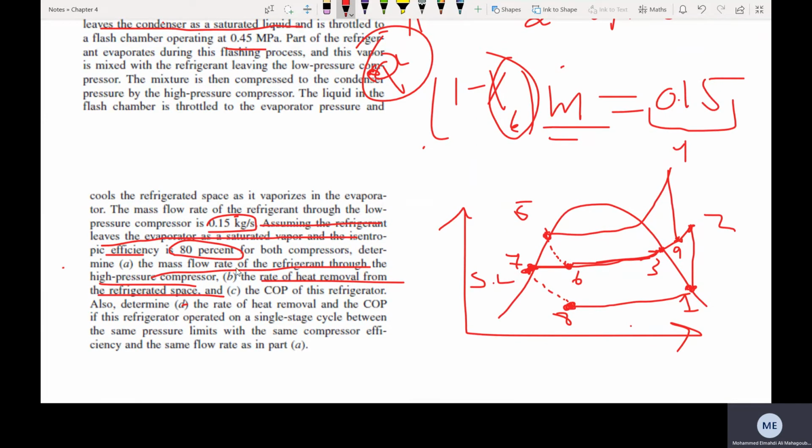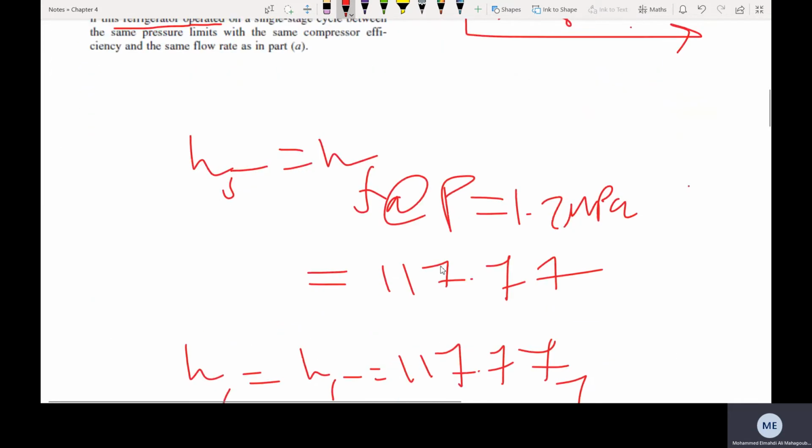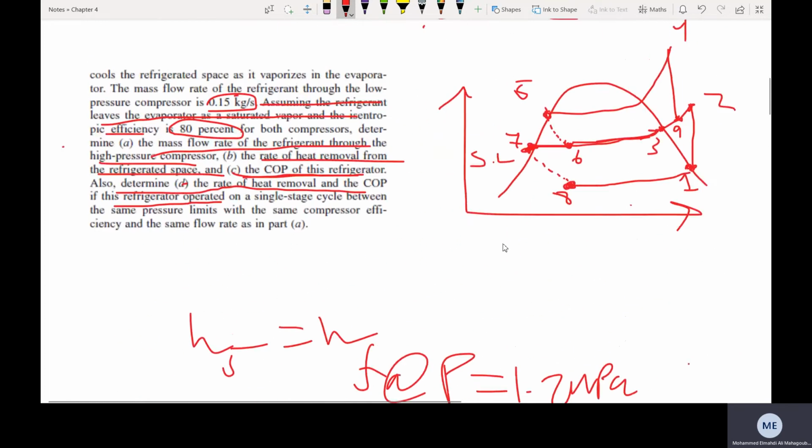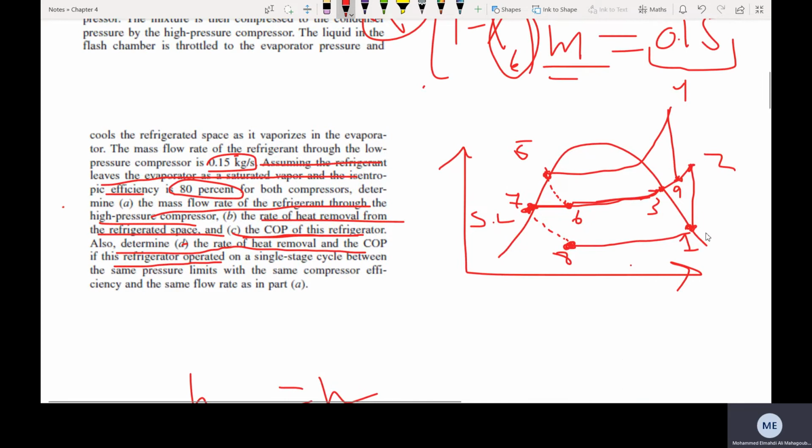What else do I need? I need the COP of this refrigerator, and also to determine the rate of heat removal. So the COP of this refrigerator is going to be, just don't forget this information, please: this is not the total mass flow rate. This is going to be only an extract of it. Where you are working, you have to pay attention.